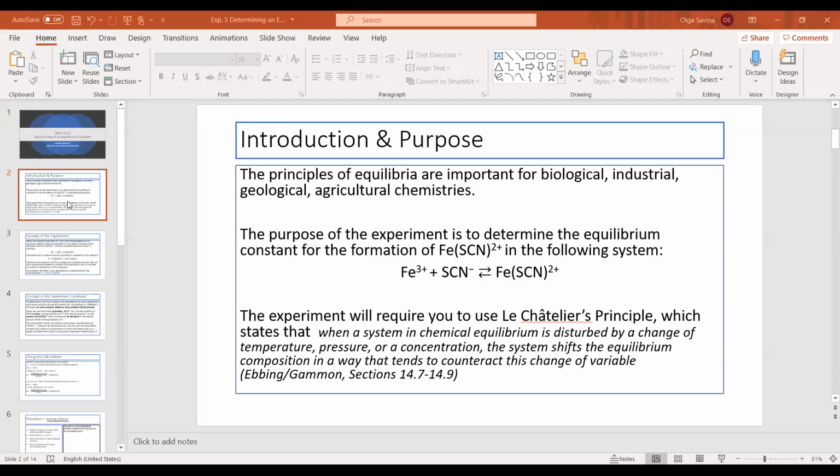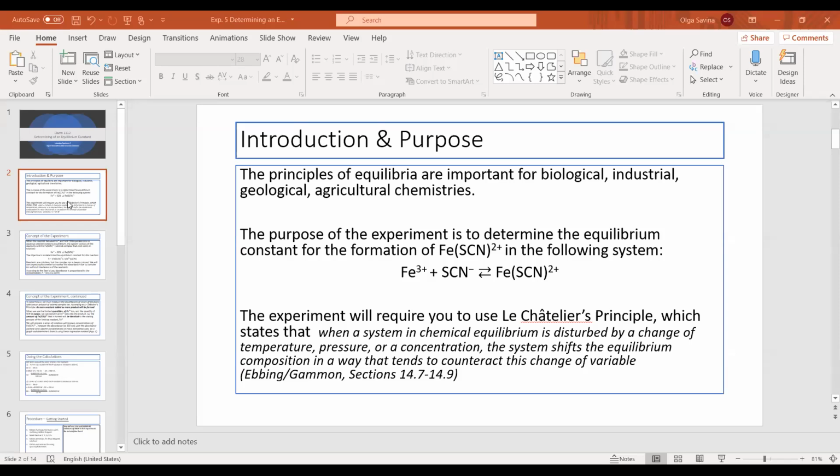Dear students, this is Olga Savina, and this is our laboratory experiment determining an equilibrium constant. The principles of equilibrium are important for many areas: biological, industrial, geological, agricultural chemistries. I have posted some videos from JoVE, and you can watch them and learn about applications of this principle.